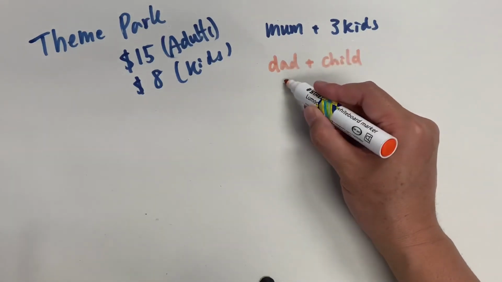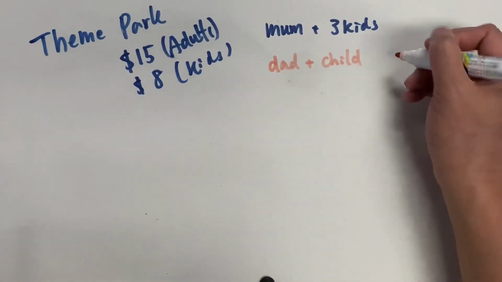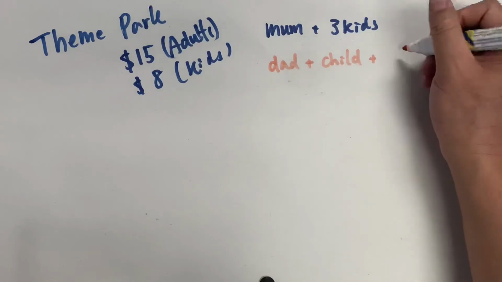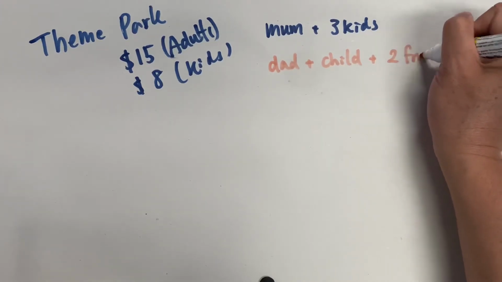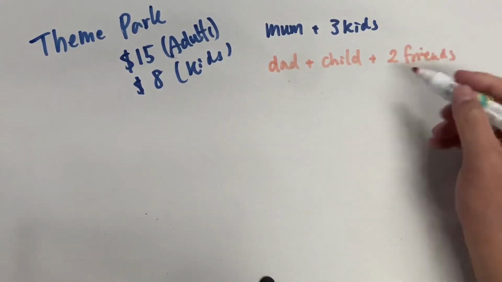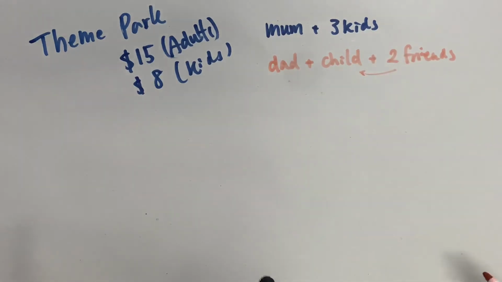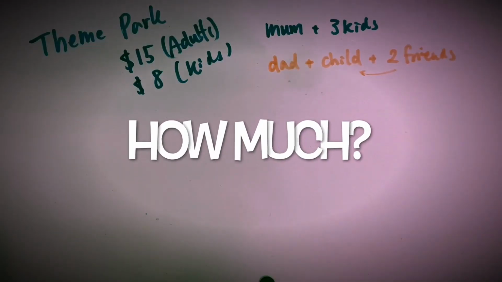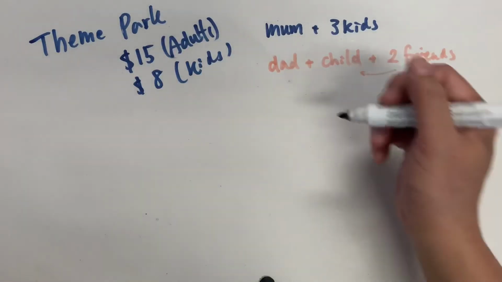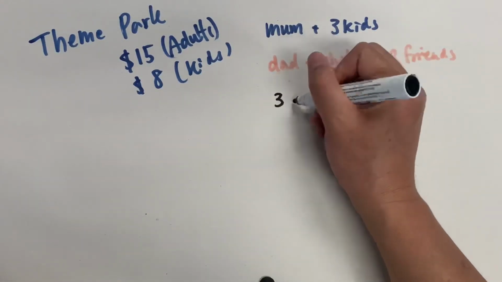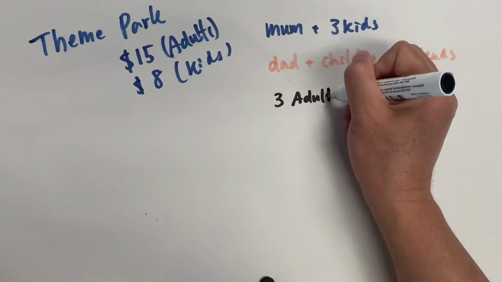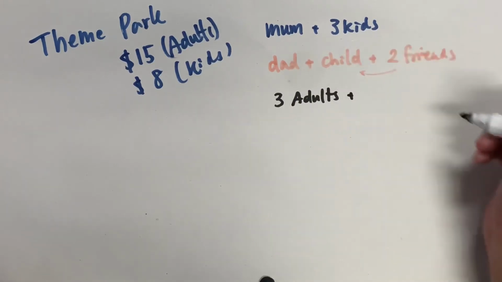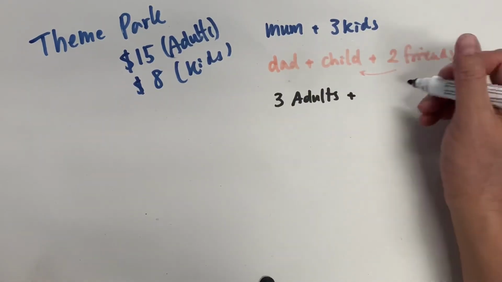How about dad decides to bring a child and his or her friends, 2 friends of this child? How much is it? How about 3 adults and 3 kids.